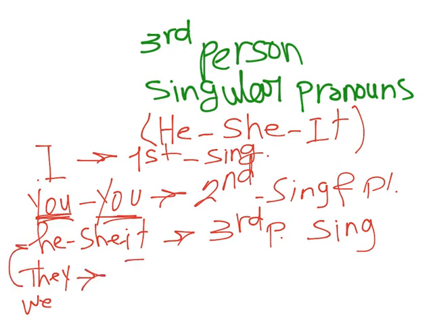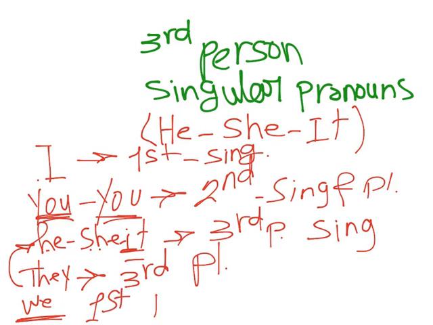They, this is for third person. I'm talking about either a group of boys, a group of girls, a group of boys and girls, or one boy plus one girl, or two girls, or a group of objects. They, so this is third person plural, and we is first person plural. So of each and every pronoun, we have first person singular and first person plural.